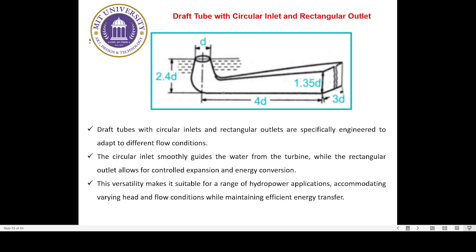The fourth configuration that we can see here is a draft tube with a circular inlet. If we see the other end, the outlet, it is rectangular. So such an arrangement is the draft tube with the circular inlet and the rectangular outlet. It can be used to adapt to different flow conditions. The circular inlet helps to smoothly guide the water from the turbine, whereas the rectangular outlet allows controlled expansion and energy conversion. These are the important characteristic features of this type of draft tube.